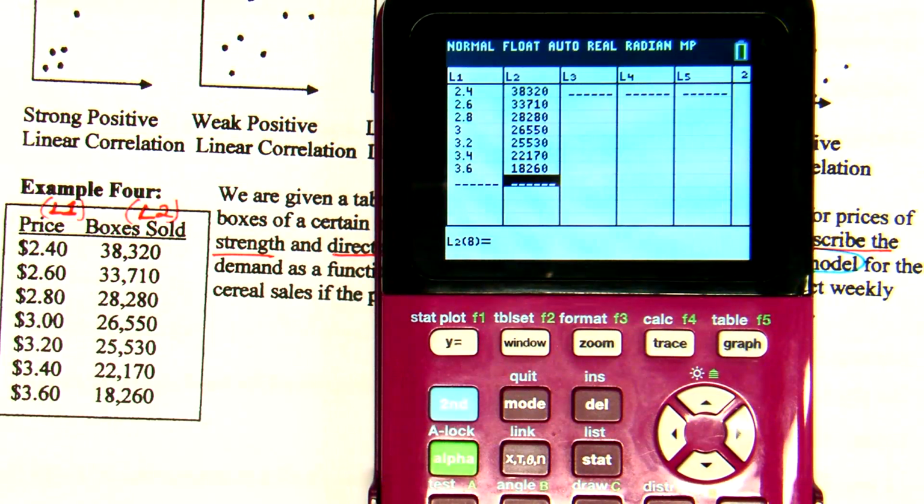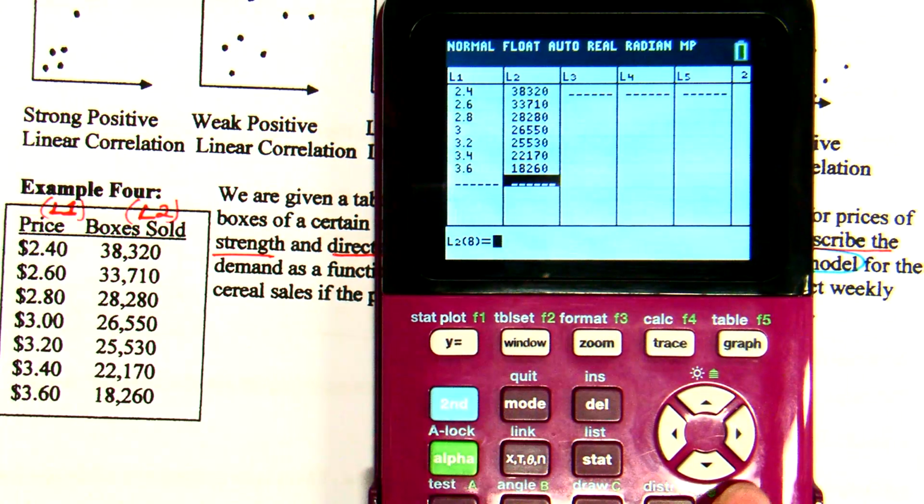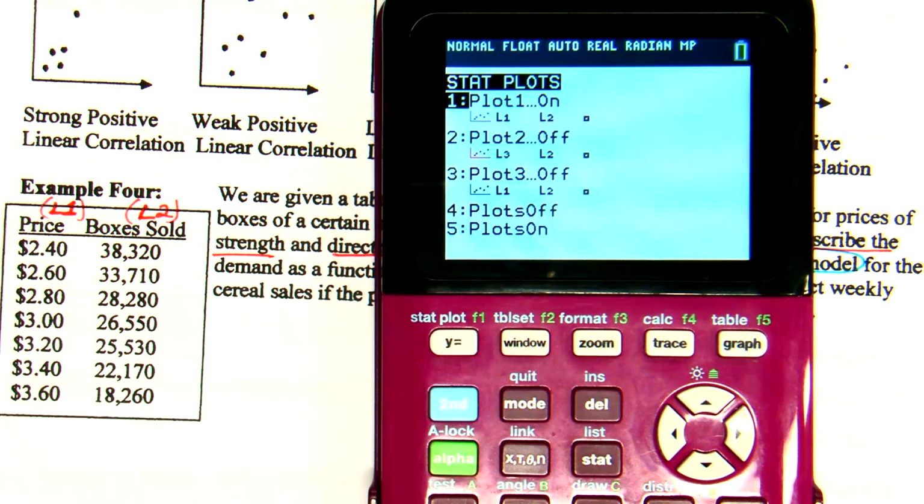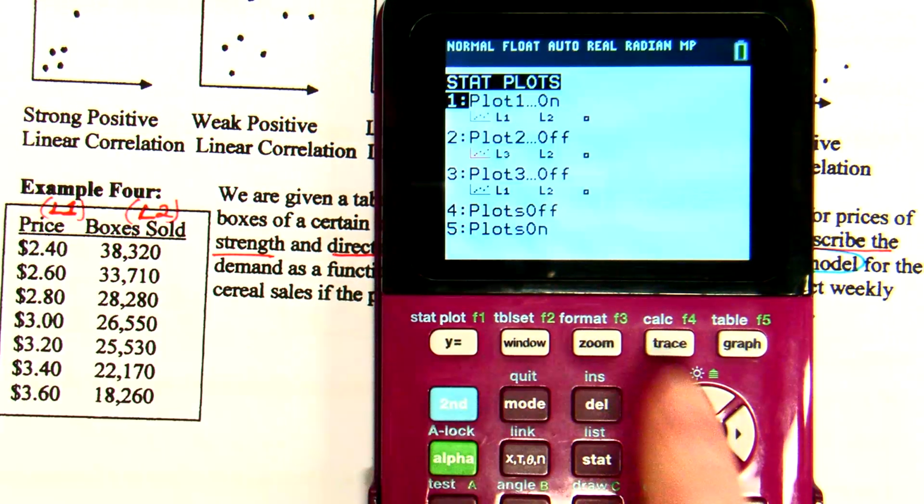Okay, you guys got your numbers entered in L1 and L2? Okay, so because we're trying to figure out what kind of correlation it is, right? We want to be able to look at these on the graph. So if you didn't already turn your stat plot on, make sure it's on now. So my stat plot is on, and then I should just be able to graph it, yes?